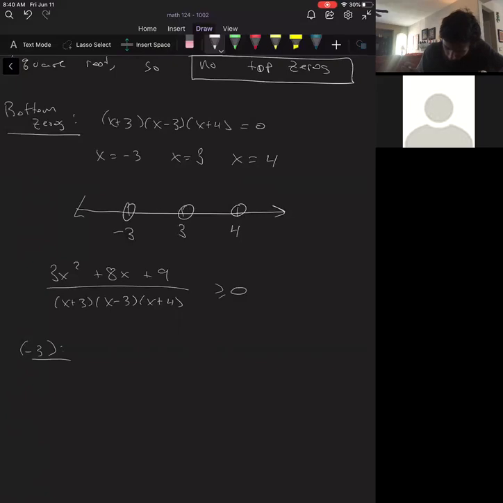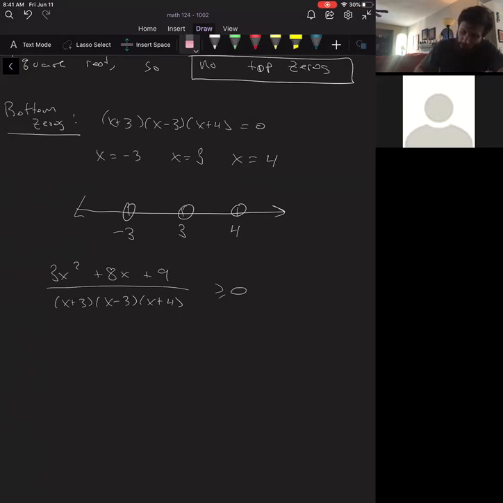I have a feeling that all these are going to be positive, actually. So this is going to be 3 times minus 3 squared plus 8 times minus 3 plus 9. Yeah, if you've got a calculator, that's a positive number. And then the bottom, if we plugged in minus 3, we would get... oh, sorry, one second. We made a mistake.